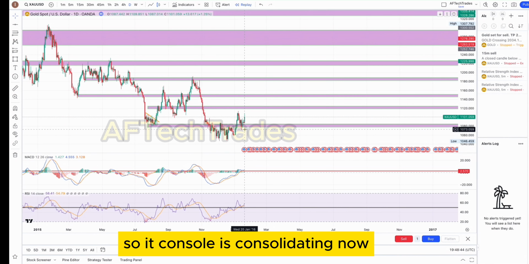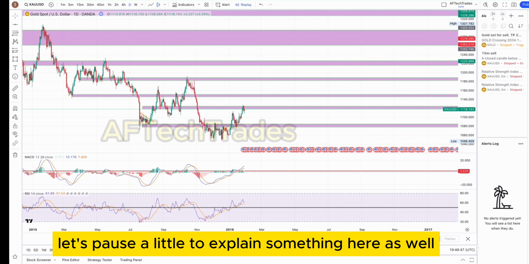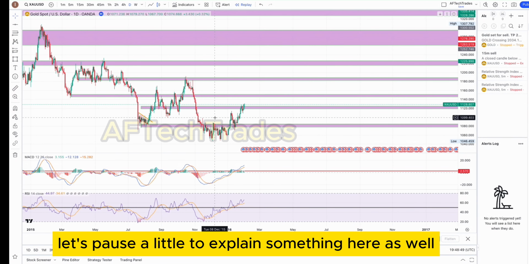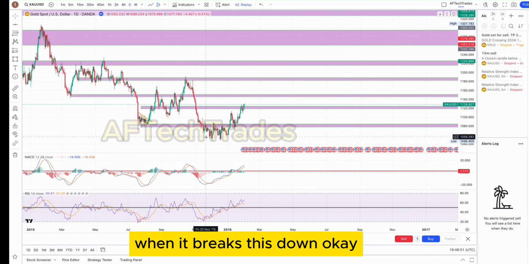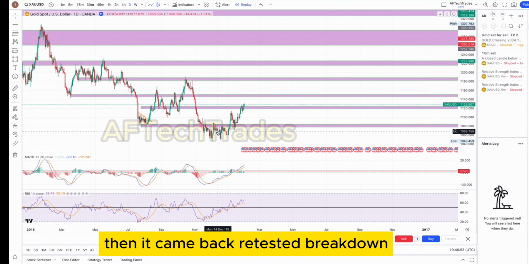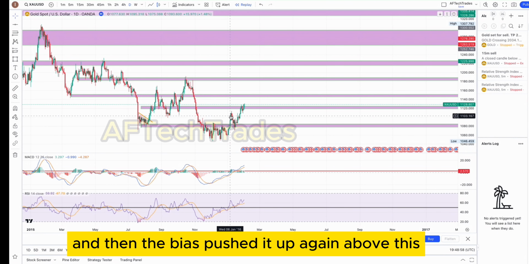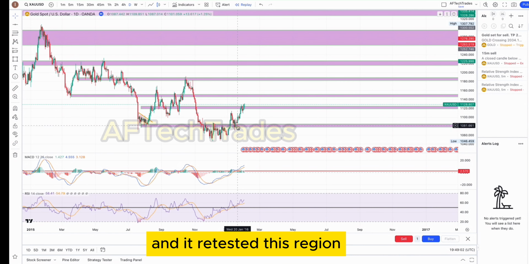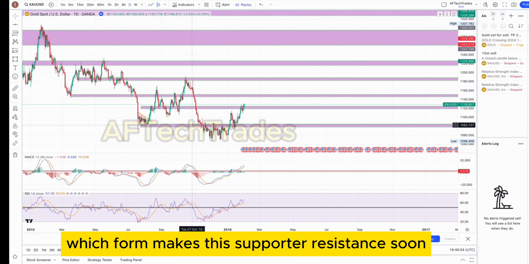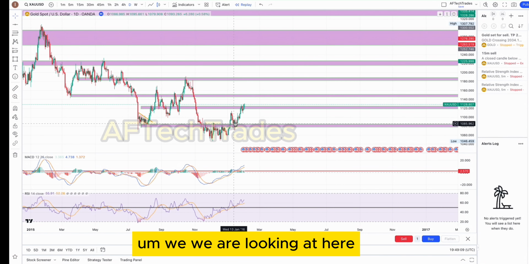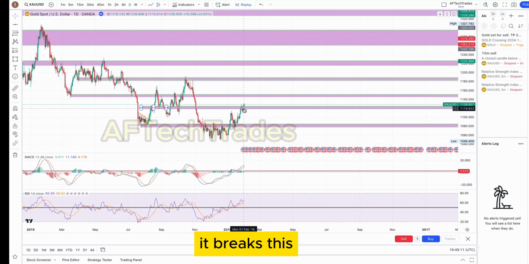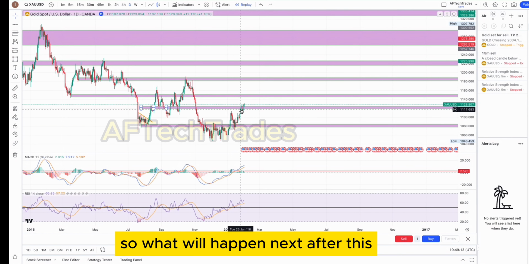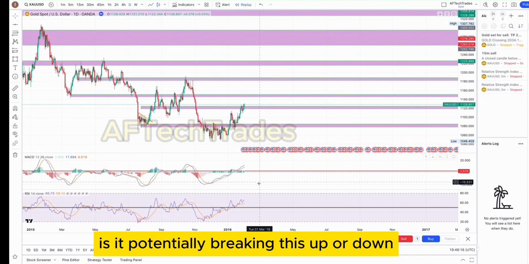So it is consolidating. Now let's pause a little to explain something here as well. When it breaks this down, then it came back, retested, breakdown, retested, breakdown, and then the buyers pushed it up again above this, and it retested this region. Retesting this region now, which makes this a support and resistance zone, we are looking at here, it breaks this. So what will happen next after this? Is it potentially breaking this up or down?